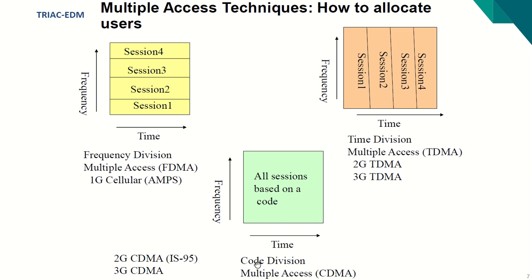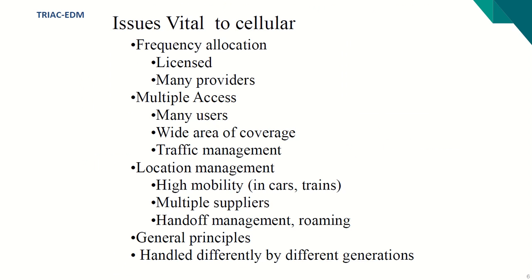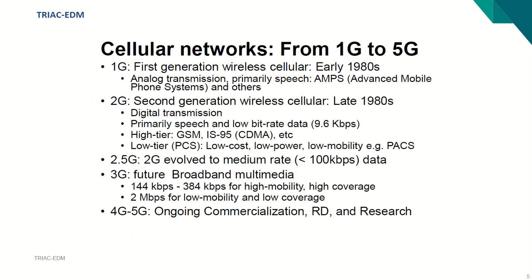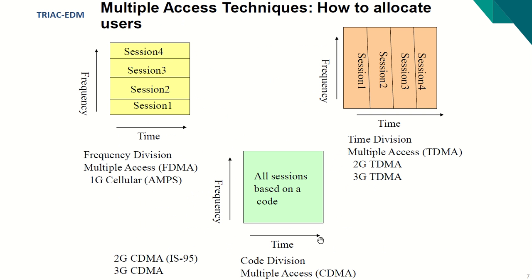And if you use code division multiple access, all people communicate at the same time using the same frequency, except that they are code divided. They are code divided, so it's called code division.